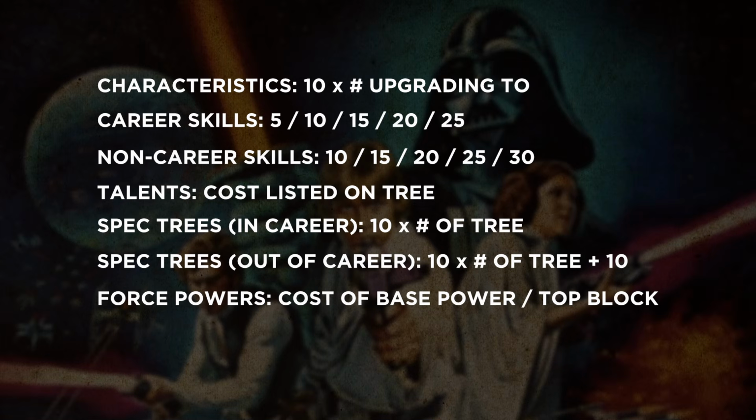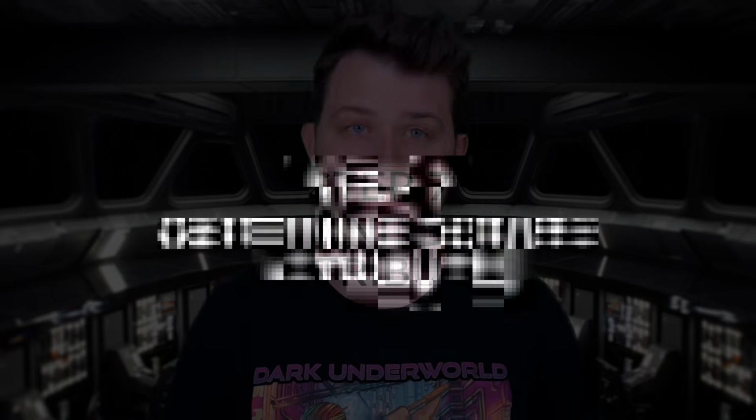I'm going to throw an XP spending cheat sheet on screen. So if you're still spending your XP, pause the screen, finish spending your XP, and then resume when you're done. Okay, moving on to the next step, derived attributes. This is your wound threshold, strength threshold, soak, and defense.